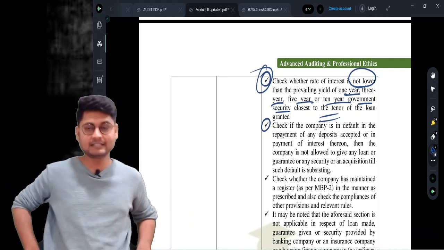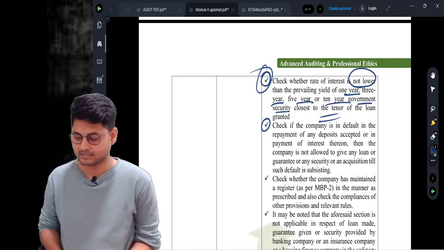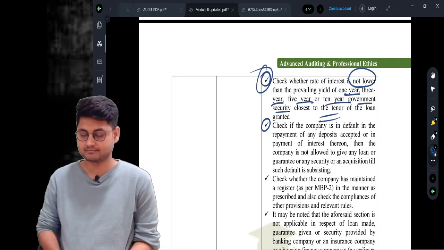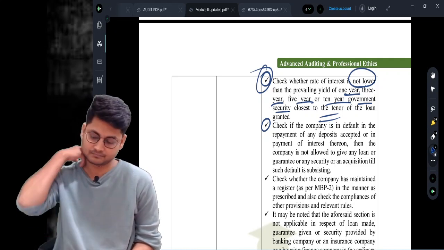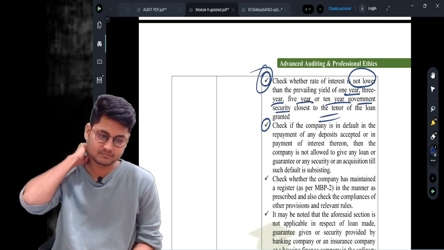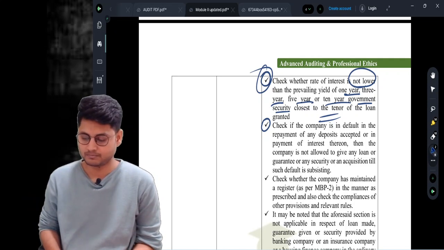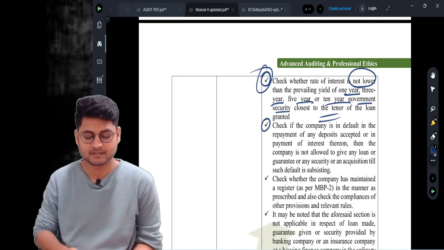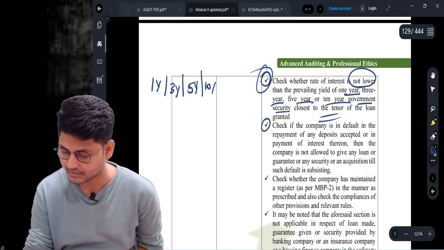So now you can write the notes like this. The interest rate the company charges shall not be less than the prevailing yield of 1 year, 3 year, 5 year, 10 year government securities.